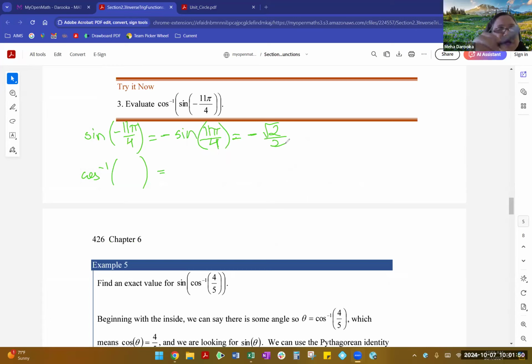Okay, Mickey, I'm glad that helped. And then once you get that answer, remember that becomes the input for the outside function. So cosine inverse will now have to be evaluated at negative square root of 2 over 2. So cosine inverse, is that an odd or an even function here, guys? What is cosine inverse? And we did talk about this last time in class. So cosine inverse, is that an odd or an even function?